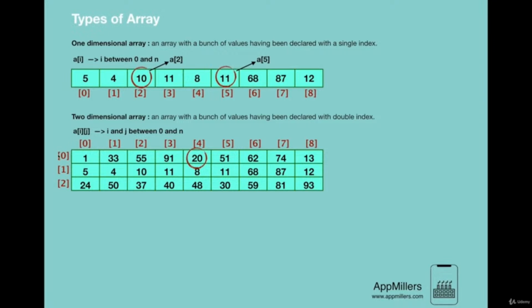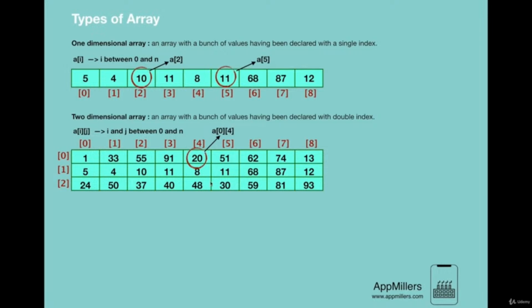We see that the row index here is 0. Then we will look at the column. The column index is 4, which means that to access this element over here, we need to write something like this: A[0][4]. Here 0 is the index of the row, and 4 is the index of the column.